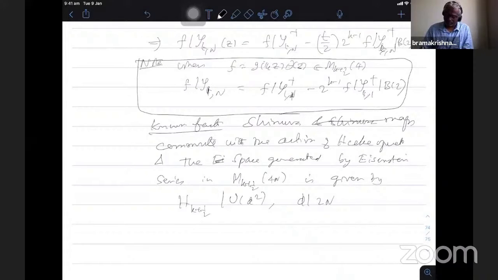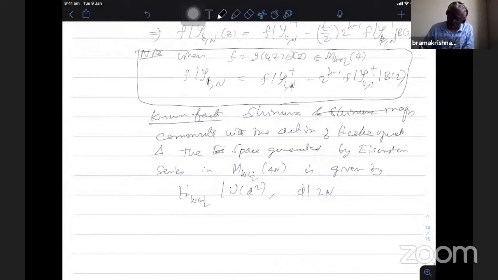Shimura and Cohen proved that under the Shimura map, this H_k plus half is mapped to E_2k. Therefore, using the property that this map commutes with all the Hecke operators, I can get this one as a linear combination of U_d and its duplication, which is exactly the corresponding space generated by Eisenstein series in M_2k of n.